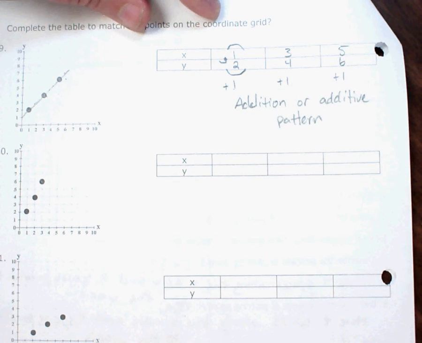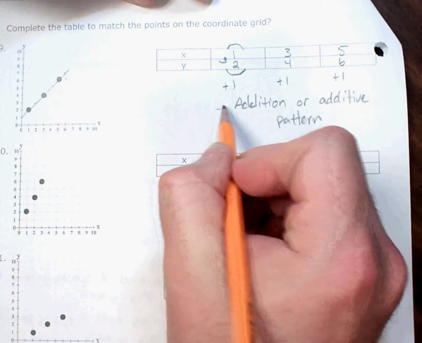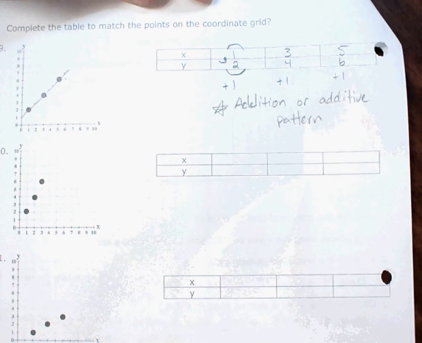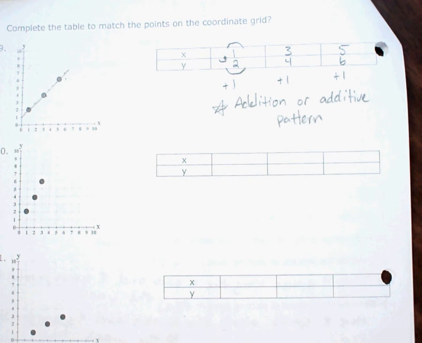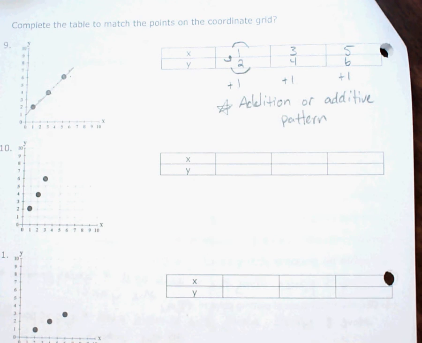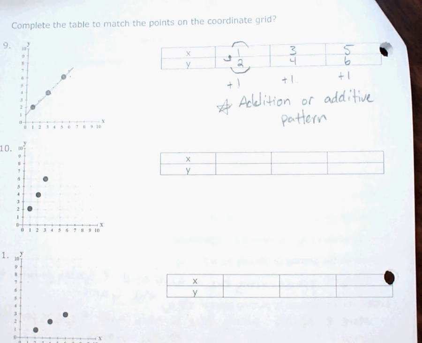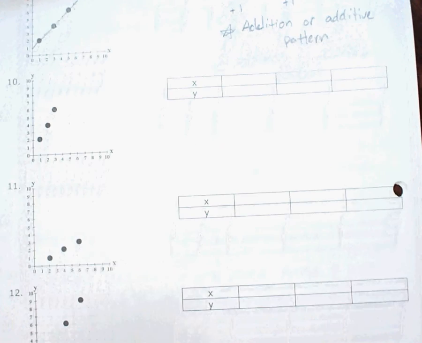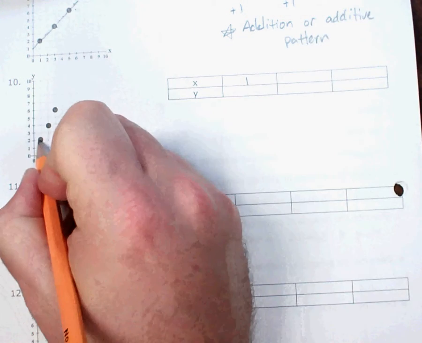All right, and this is a little bonus right here. This isn't actually in your instructions. It's just a little, because you may get some questions on STAR where it's asking you to identify what kind of a pattern it is. Okay. All right, number 10, first point, x is 1, y is 2.